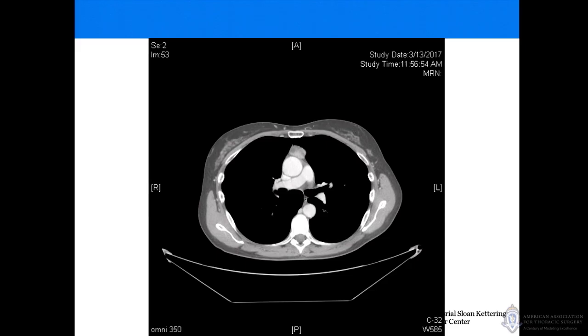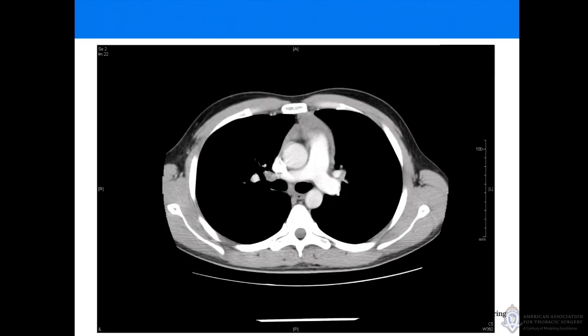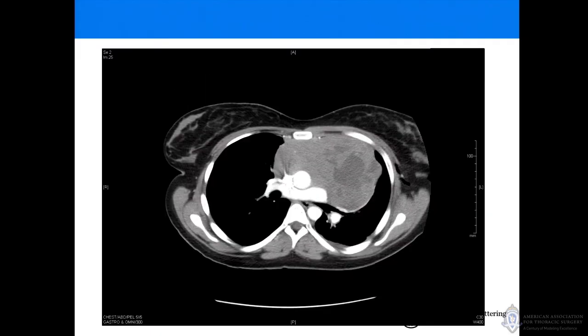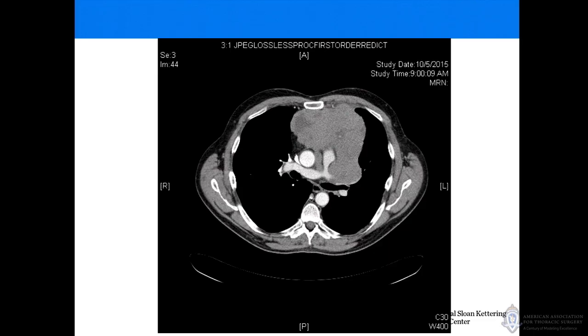Now, take a look at this. You walk in the clinic and this is your next patient. What are you going to do with this? And is what you're going to do with this different from this patient? How about this patient? Should this be treated differently than this? Or this mass that seems to be encasing the right ventricular outflow tract? How do you approach these?